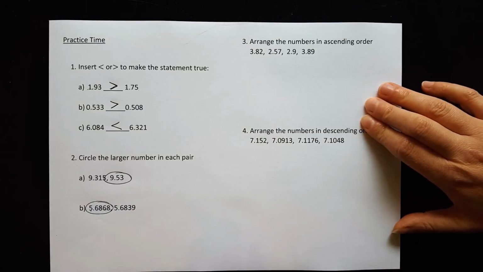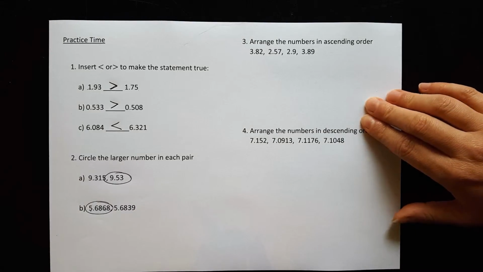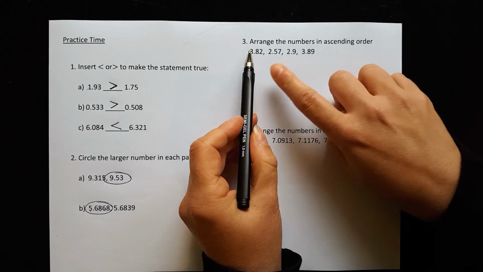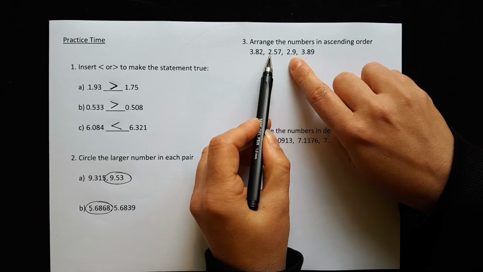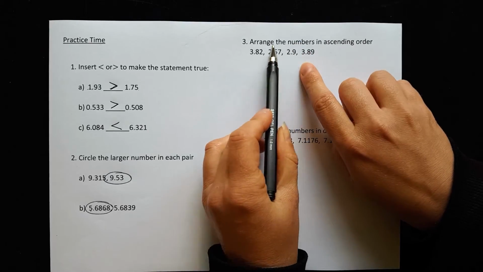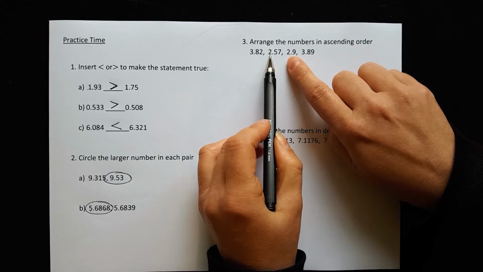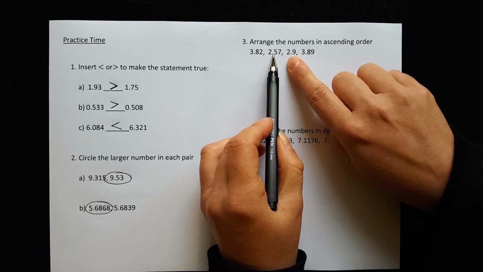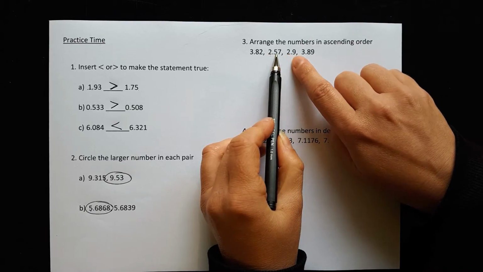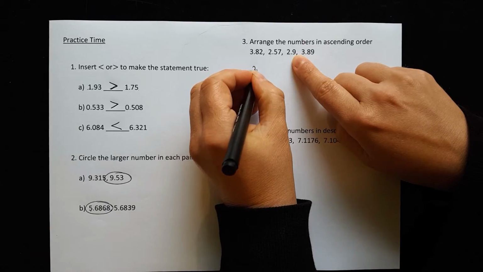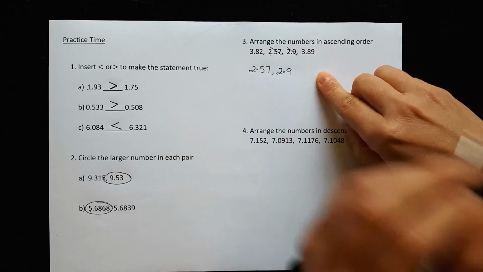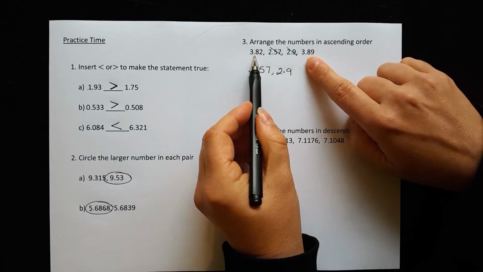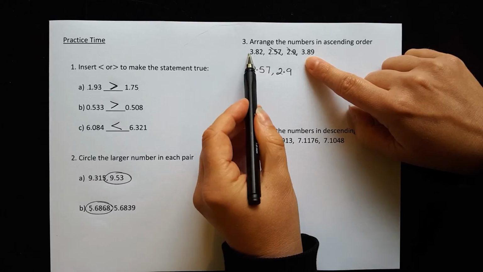Question 3, we want to arrange the numbers in ascending order, which is smallest to largest. We have some numbers that are 3-point and some numbers that are 2-point. So 2 is going to be smaller than 3, isn't it? So these two must be the smaller 2. But which one is the smallest? 2.5 is smaller than 2.9. So 2.57 is smaller than 2.9. Okay, then these two will be in the 3rd and 4th position.